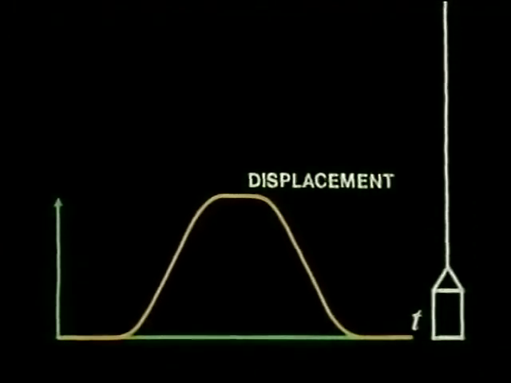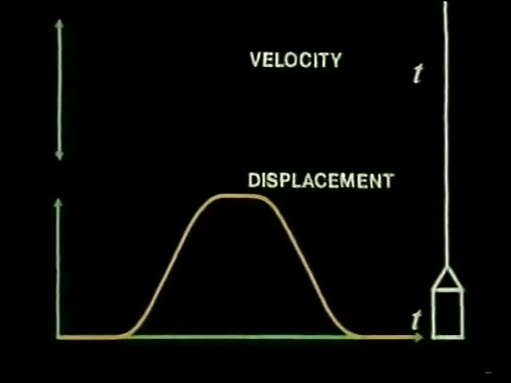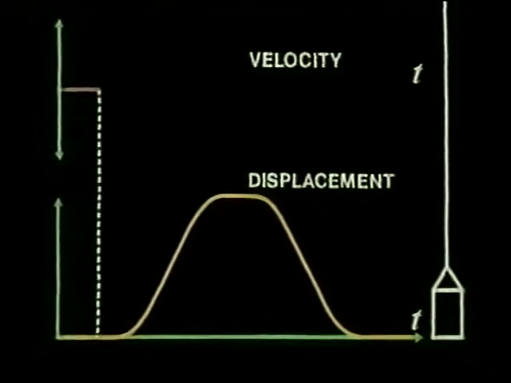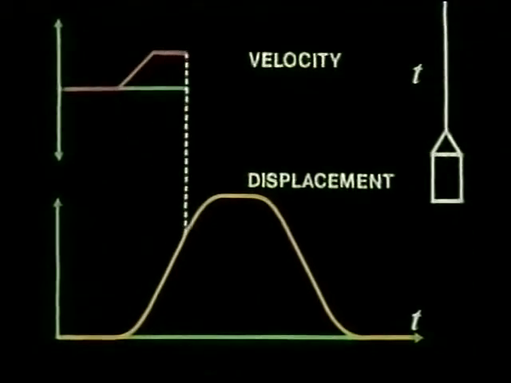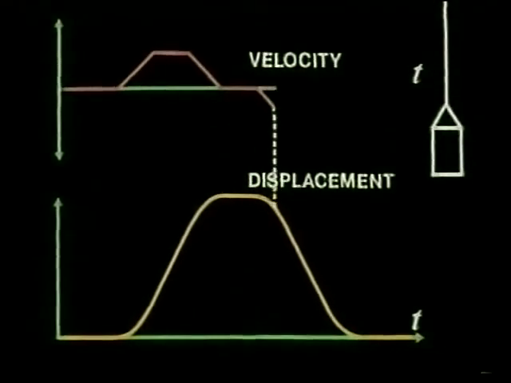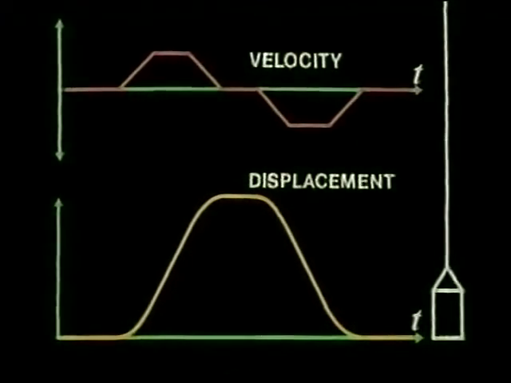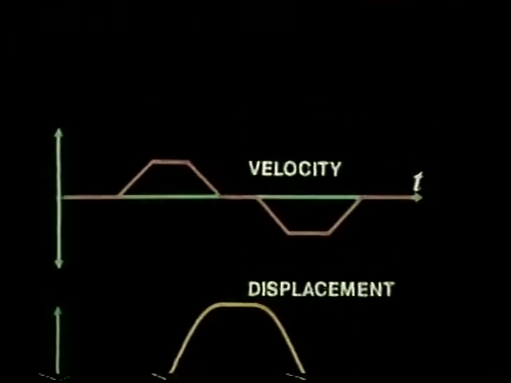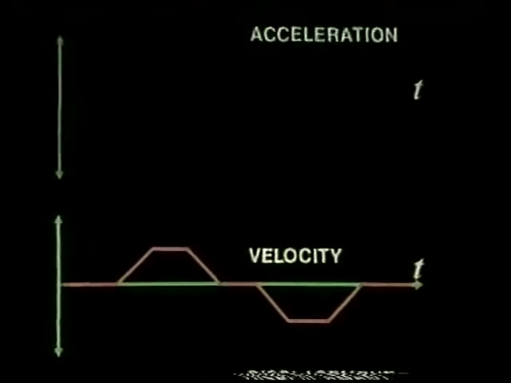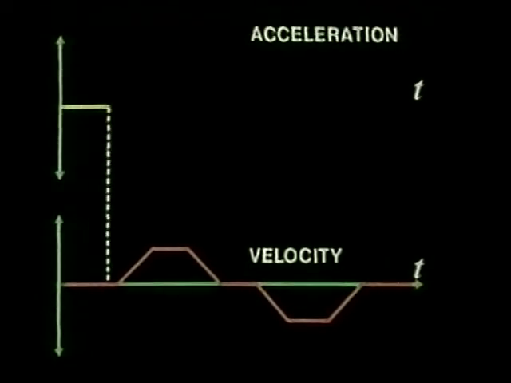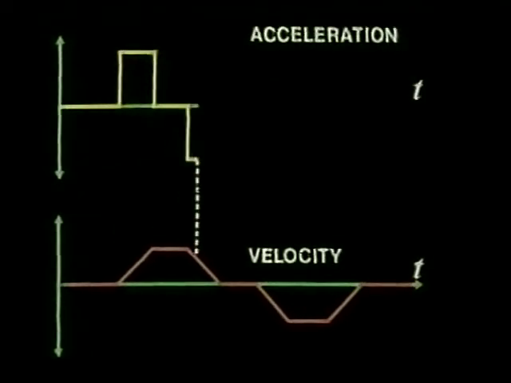From the displacement curve, we get the velocity profile. Positive values in ascent, negative in descent, with periods of constant velocity motion. And from the velocity profile, the acceleration time graph shows positive and negative values.